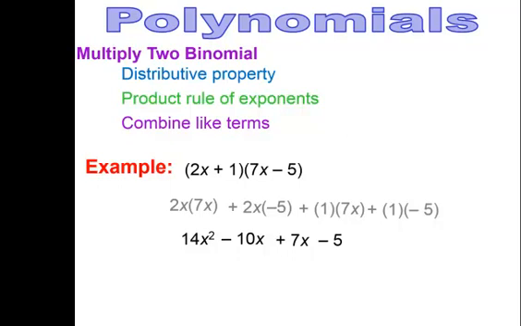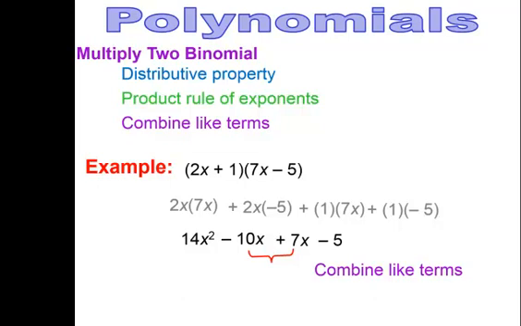Now lastly, you always have to put your answer in simplest form, which means if you have like terms, you will need to combine them. So in this case, I do have like terms. Those two middle terms are like terms. They're the same variable with the same exponent. So I'm going to combine them.